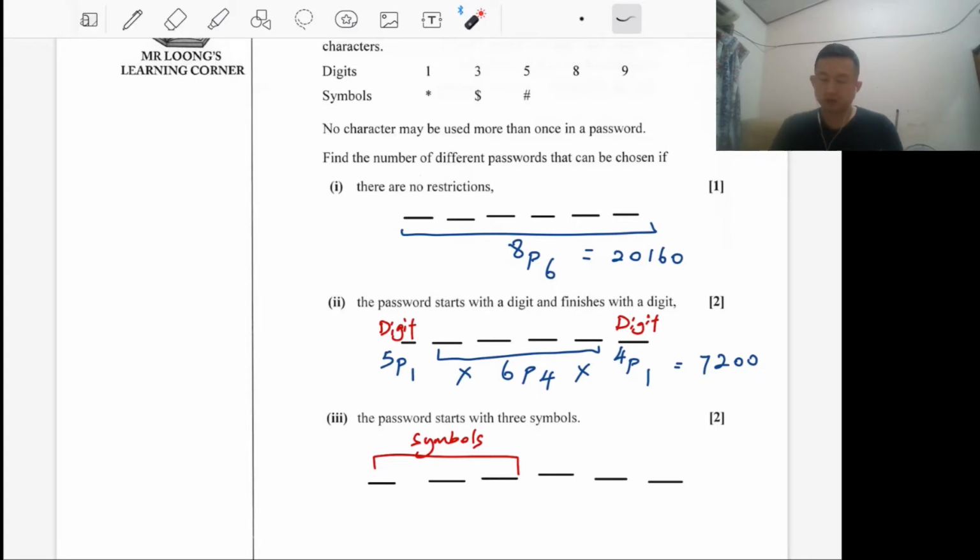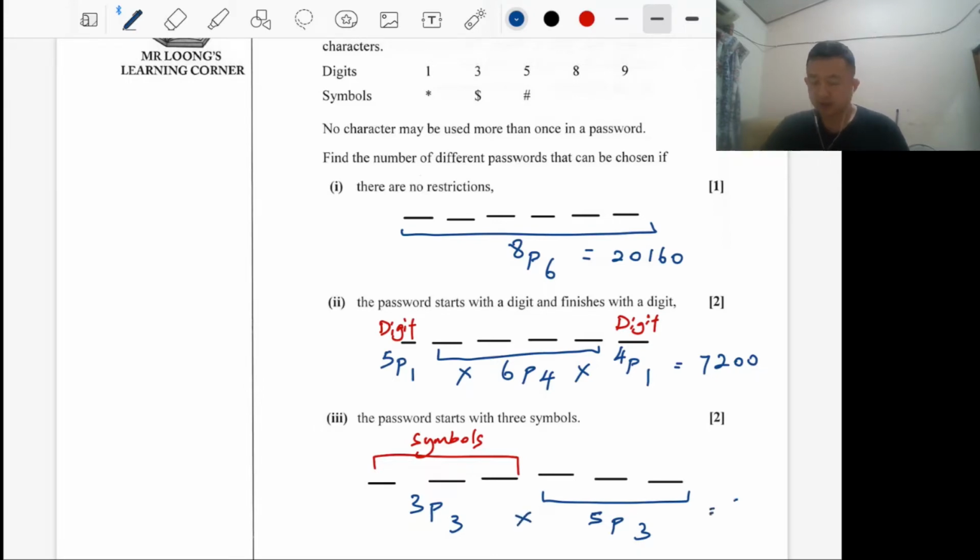So 3P3, right? 3P3. So all these 3 must be a symbol. You have 3 and you need to fill in 3 slots. So 3P3. Okay, 3P3, then what is left is just the digits. You have 5 digits and you need 3. So 3P3 times 5P3, you should get 360.